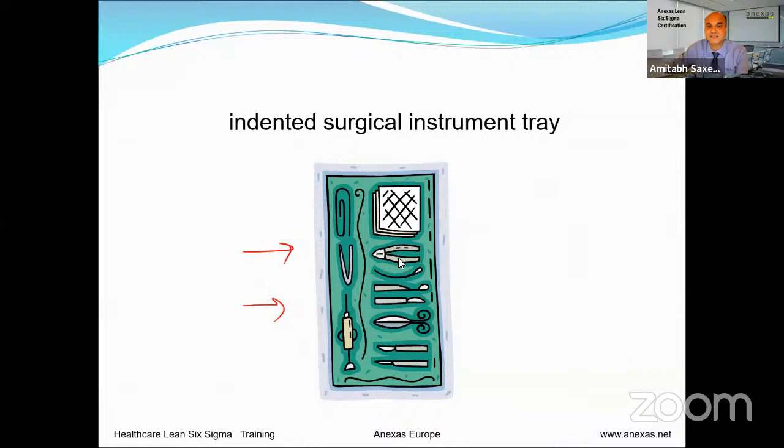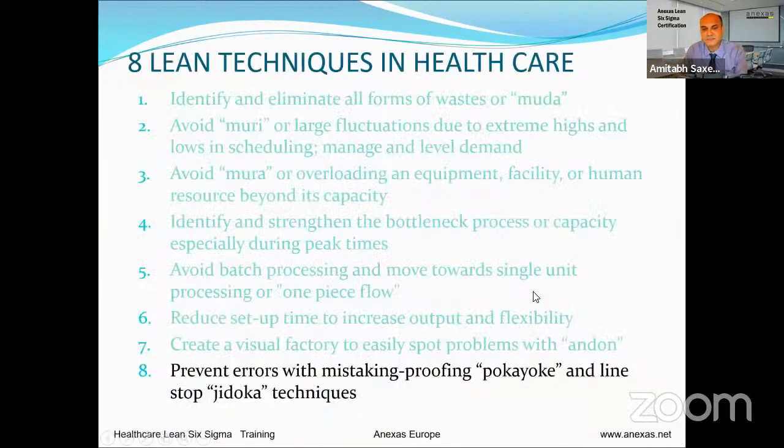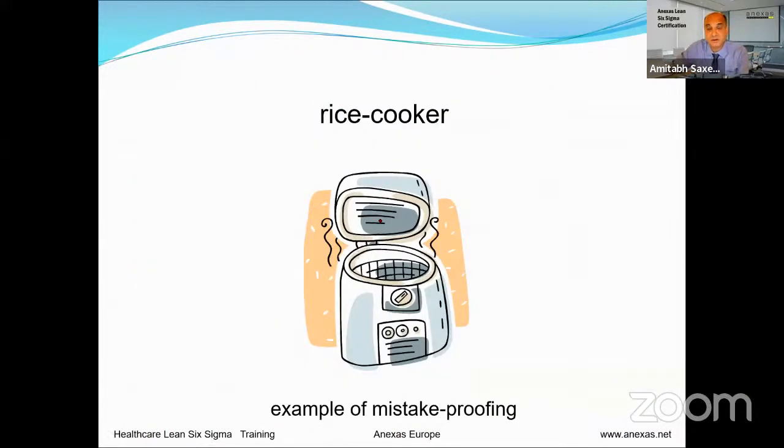an indented surgical instrument tray. Poka-yoke is a concept in lean where even by mistake you cannot commit a mistake. For example, it will switch off automatically after a particular temperature is reached. That means what will happen? We will be able to prevent the rice from burning. So even by mistake, the rice will not be burned.